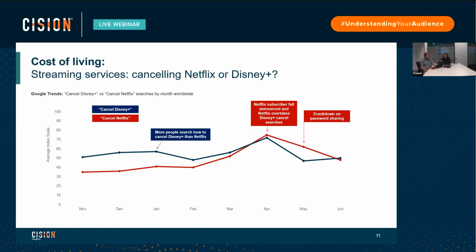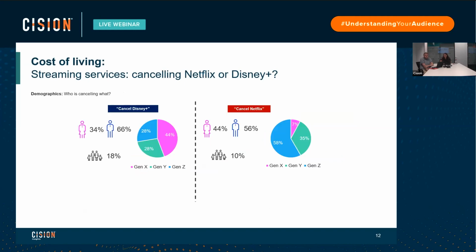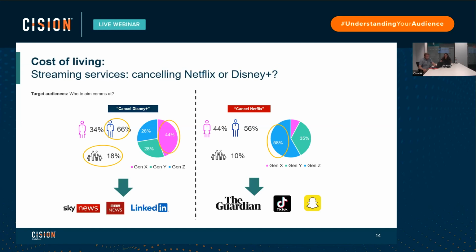But who are those people that are searching to cancel Disney Plus and cancel Netflix, and what is the audience behind that? So if we move on to the next slide. So this is where the social media, in particular the social panels on Brandwatch, comes into it. So we looked at the people who were posting on social media about cancelling Disney Plus and cancelling Netflix as well. And we were able to look at specific demographics of these audiences based on gender, whether they had a family, but also the generation that they're coming from as well. So you can see the specific differences here between the two audiences.